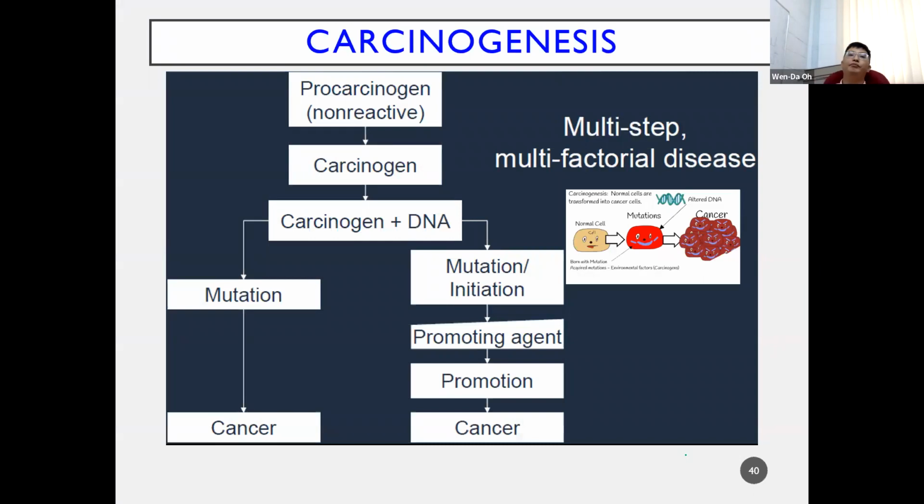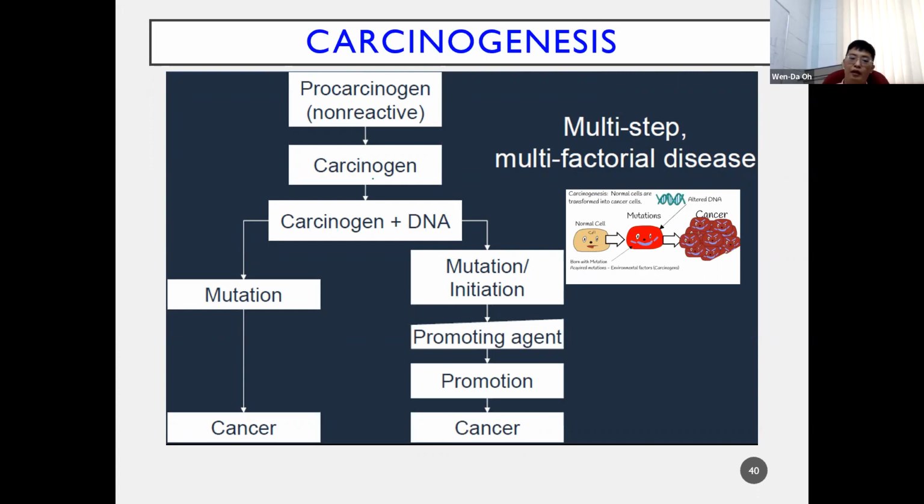Okay, so carcinogenesis is a very complicated process, right? To get cancer is very, very complicated. But it can happen to everyone. Okay, even though a person is healthy and is not exposed to environmental pollution, it can still happen, right? Because of the complex replication of the DNA, right?